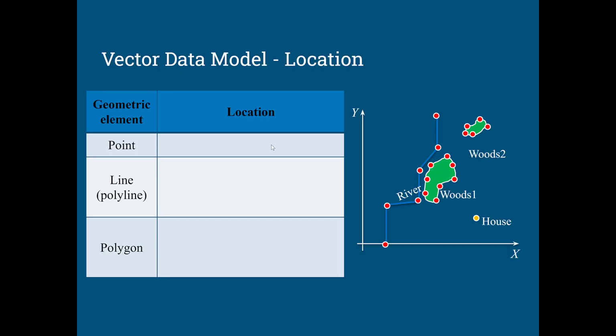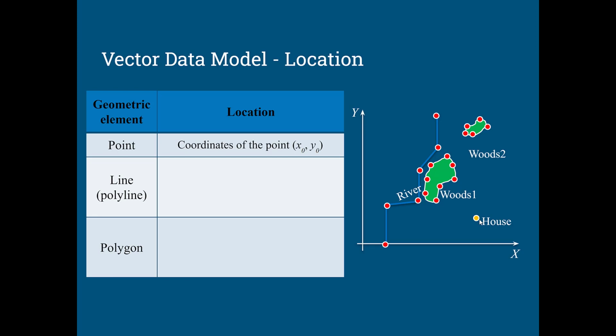So, the vector data model. How is location stored in the vector data model? As we learned in the last part of this lecture, when you use the vector data model, we are talking about the geometric elements: points, lines or polylines, and polygons, right? So how do we represent the location of a point? Well, set up a coordinate system, X and Y, as you can see here. Then how do we record the location of this specific point, in this case a house? Well, X and Y, right?